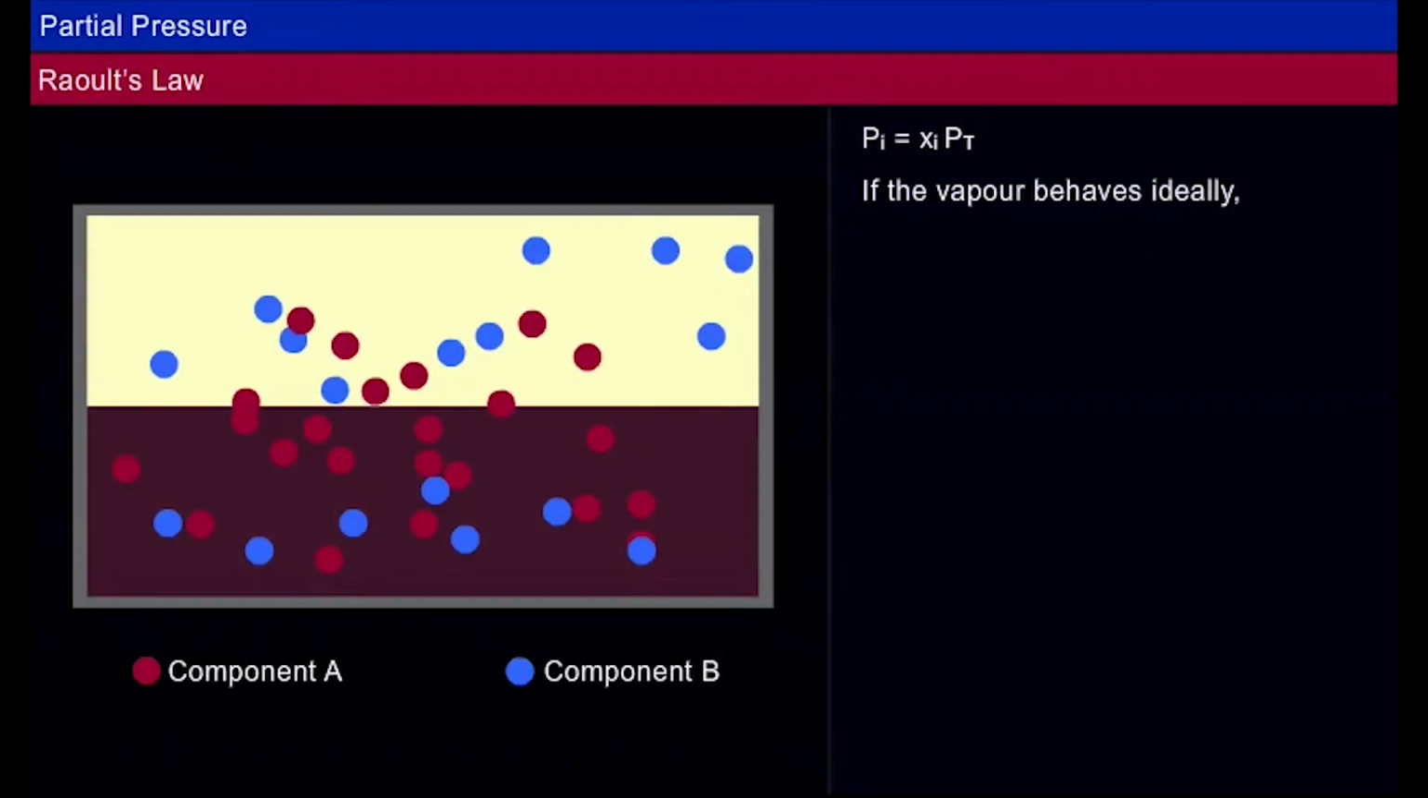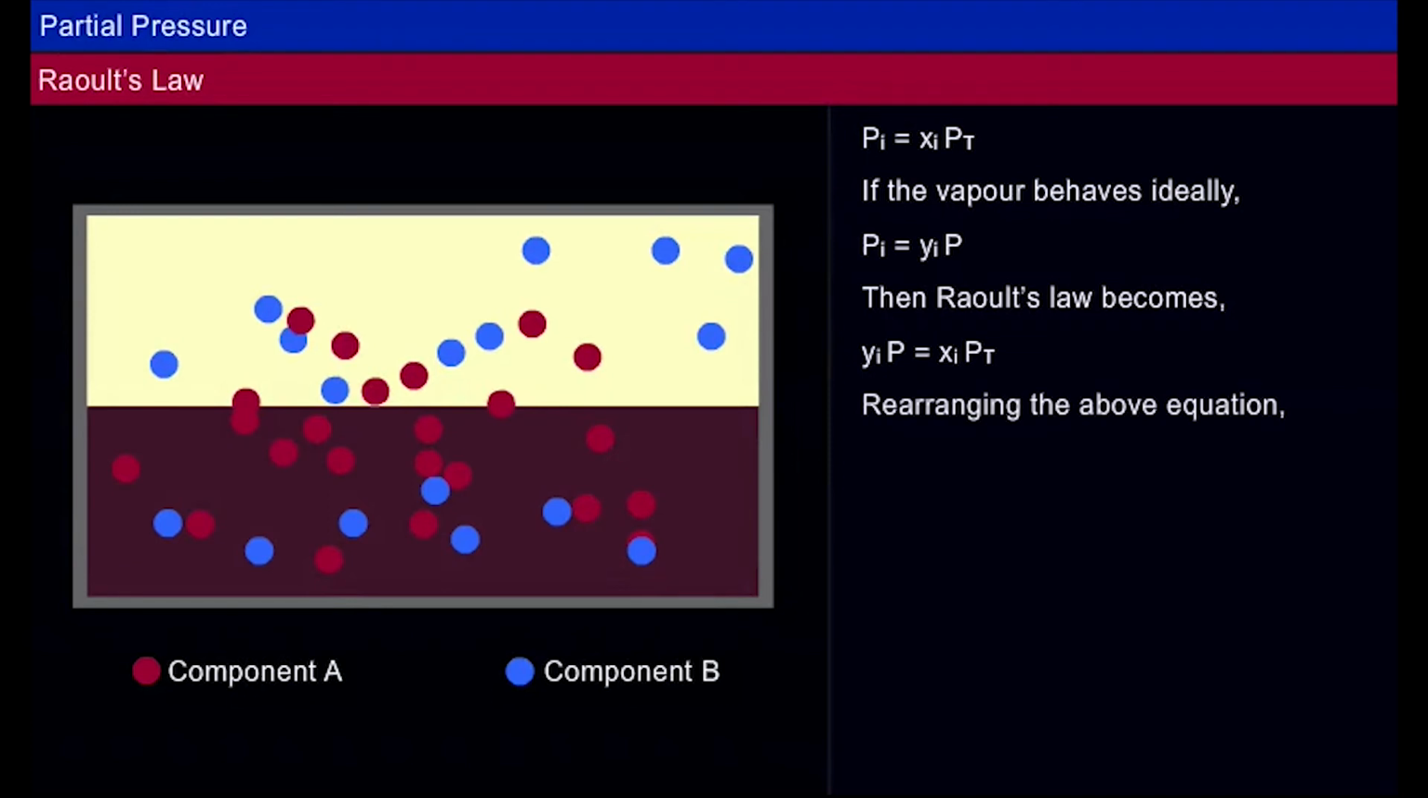If the vapor behaves ideally, then partial pressure Pi is equal to Yi into P. Hence, Raoult's law becomes Yi into P is equal to Xi into Pi star. By rearranging the above equation, we get Yi divided by Xi is equal to Pi star divided by P is equal to Ki, where Ki is the vapor-liquid equilibrium constant.